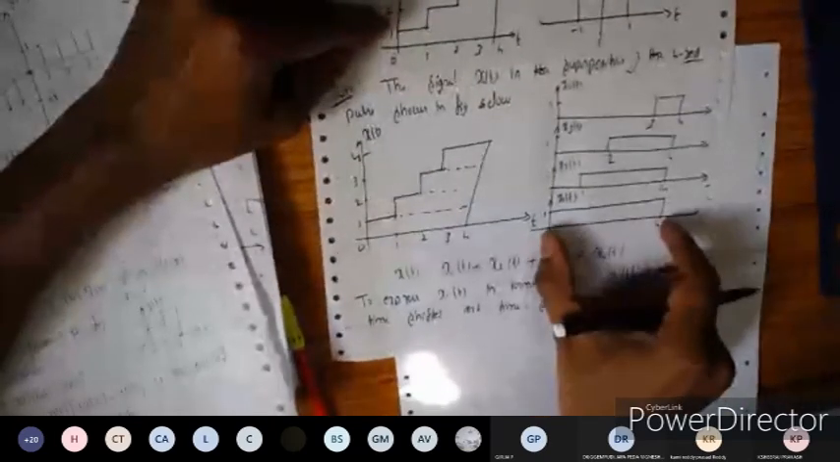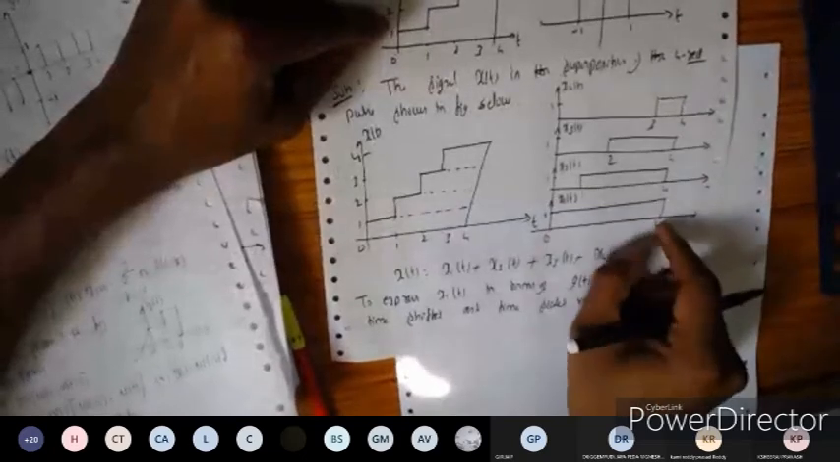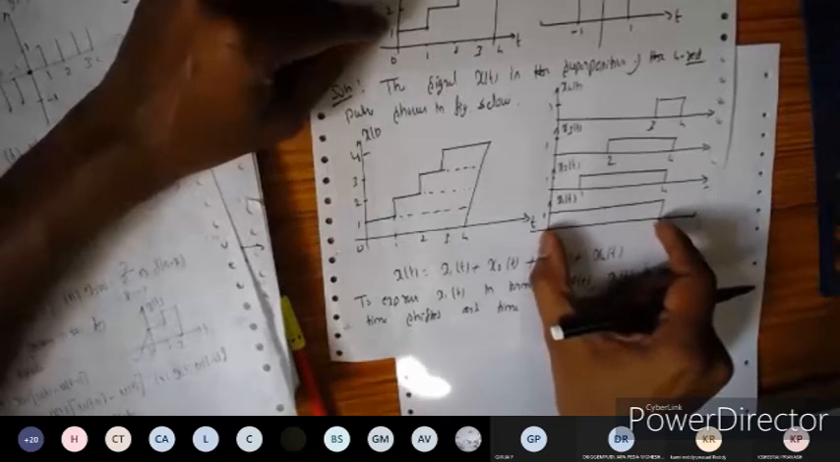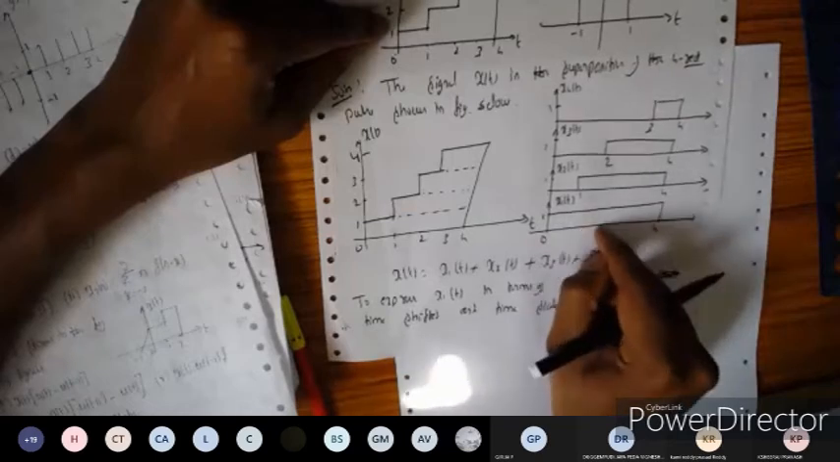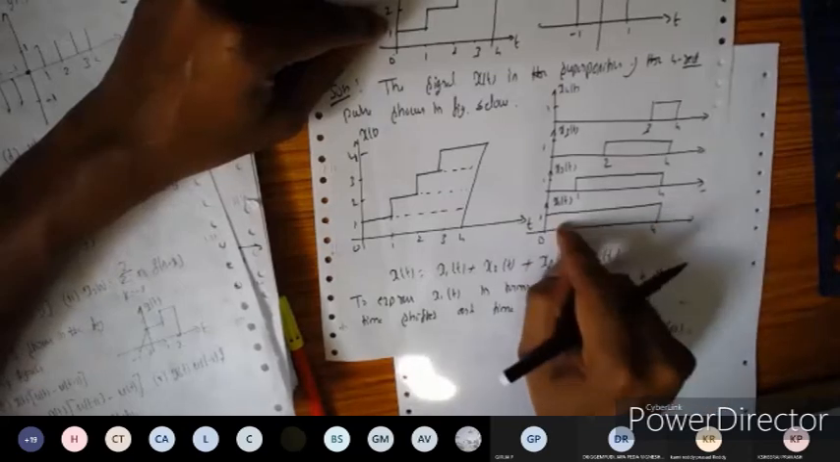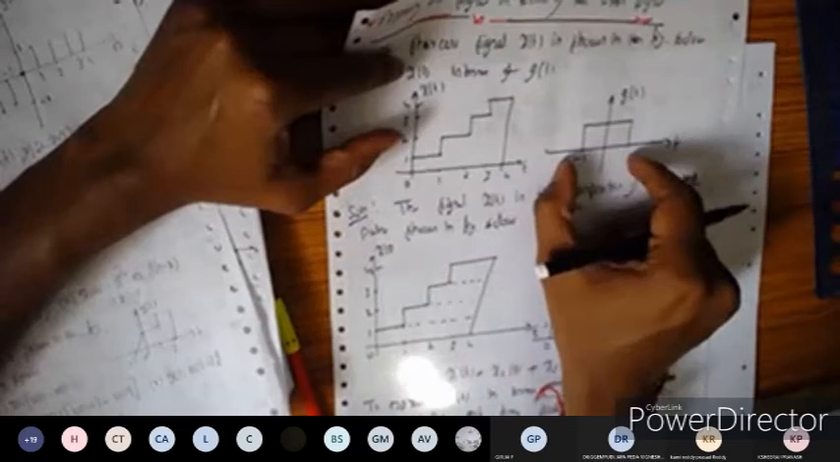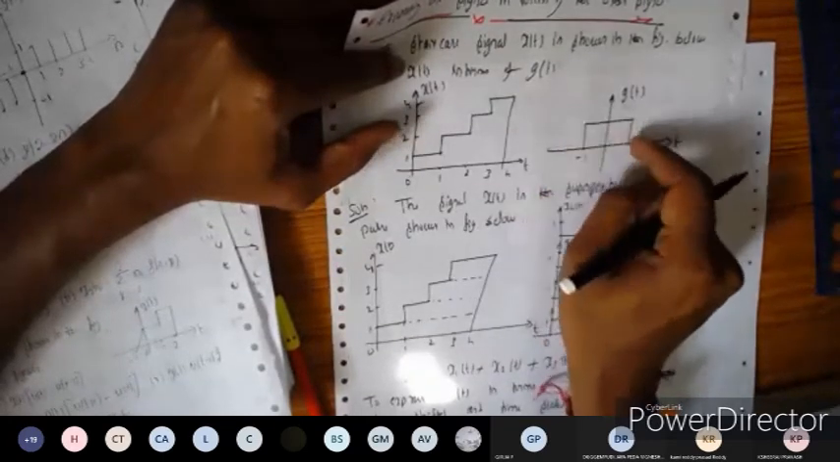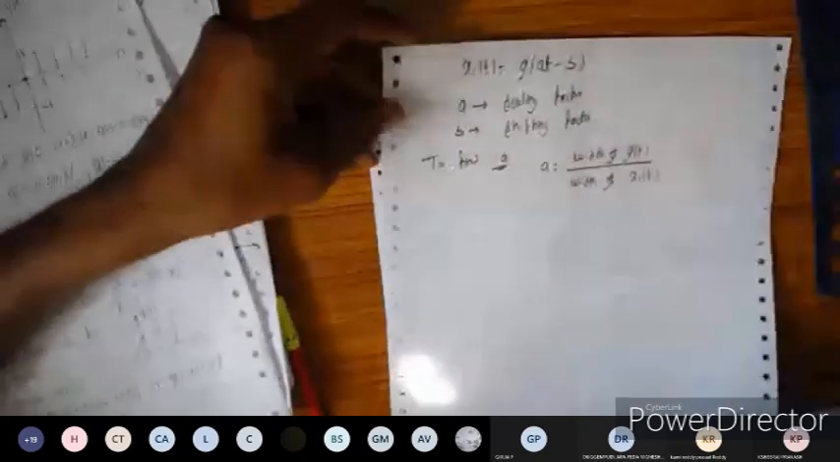For example, x1 of t has the width 0 to 4, so the width is 4 minus 0, which is 4. That is the width of x1 of t: 0 to 1, 2, 3, 4, four units. The width of g of t is 1 minus minus 1, so the width is 2. From this side 1, this side 1, it is 2. Like that we can find the width. I'm going to give the generalized formula.